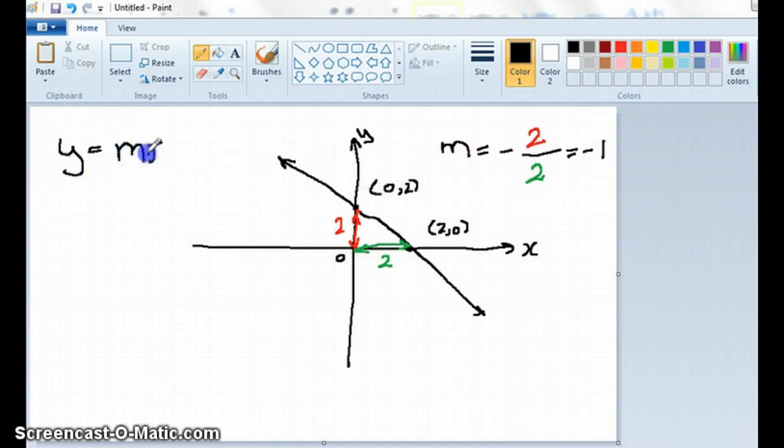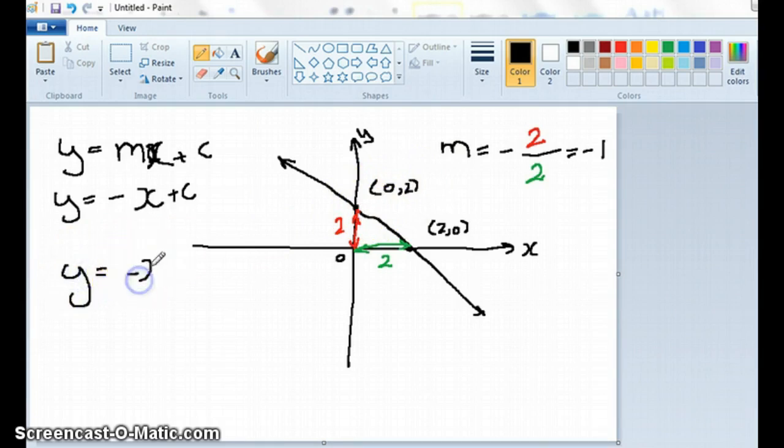Well, we know that every straight line looks like this: y equals mx plus c. Sorry about that x. Okay, that's better. So I know so far that y equals minus 1, I don't really need the 1, do I? So minus x plus c. Now look at this one. This is really easy because this point is right there. That is the y-intercept. So the rule of this equation is y equals minus x plus 2. Done and dusted, no problem.